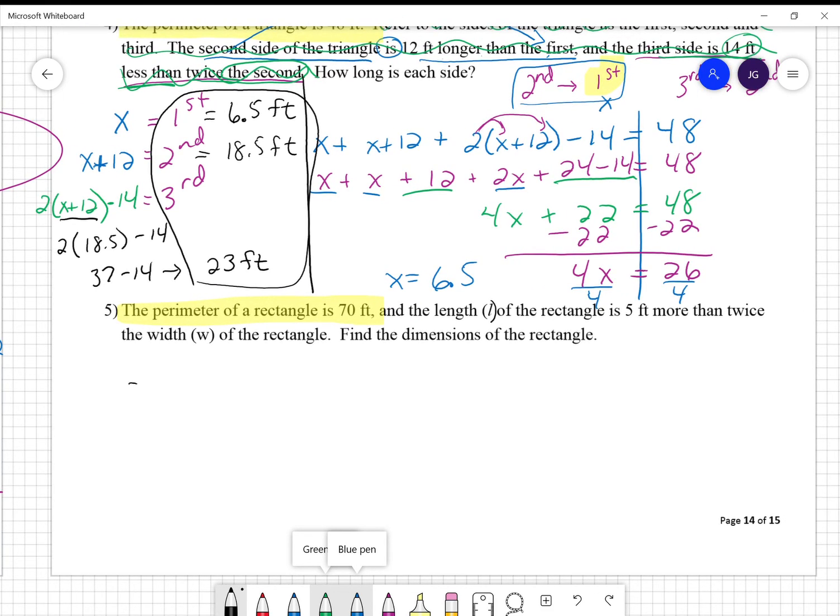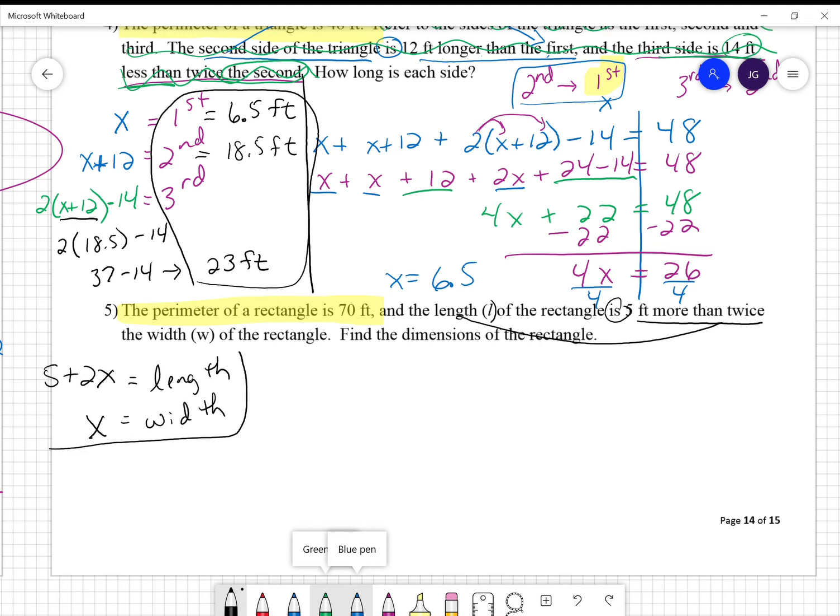So, length, width. One of those is just plain old X. It says length is twice width. So length is being compared to width. Width is my X. Length is 5 feet more than twice. So 5 feet more than twice X. Okay, so that's step A.